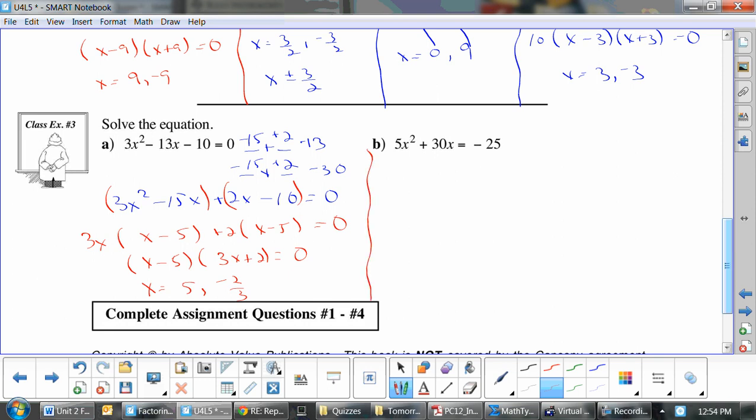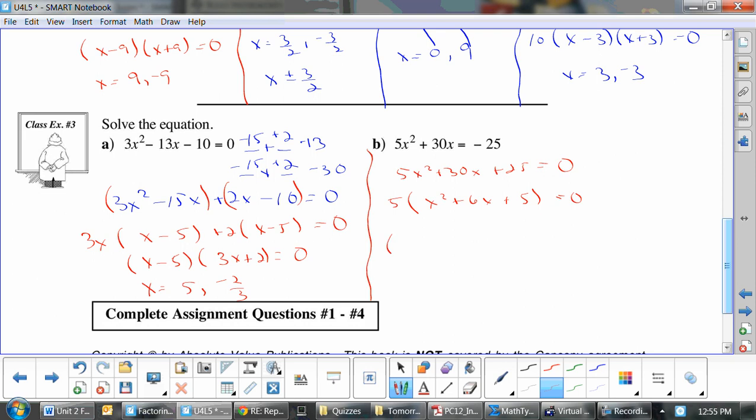Okay, now this one is a good one because this is how most things actually end up. If you look at all the ones we've been doing up to now, they always equal 0, equal 0, equal 0. So keep going with that. This one, we're going to bring the 25 over the other side. So we're going to add 25 to both sides. Then I can GCF. And then I can take out a 5, leaving me with x squared plus 6x plus 5 equals 0.